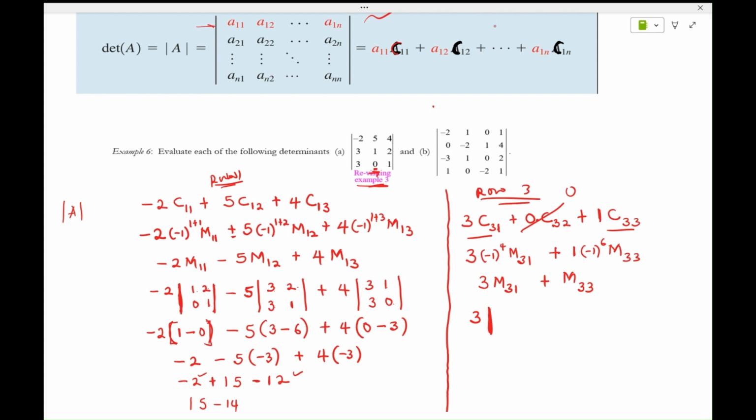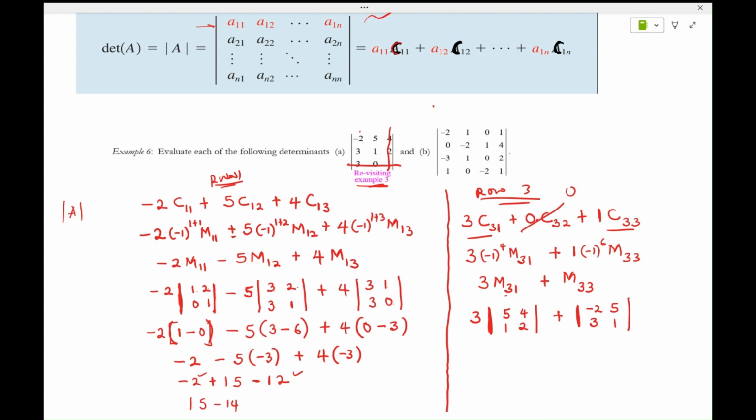Then you take the determinant. What is M31? M31 is this one. M31 means you delete the third row and the first column, right? So what is left now is 5, 4, 1, 2. Then plus, now M33 means you delete the third row and the third column. So you are left with minus 2, 5, 3, and 1.